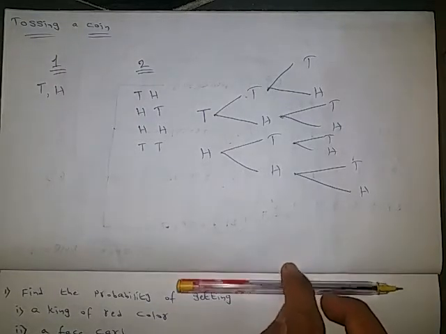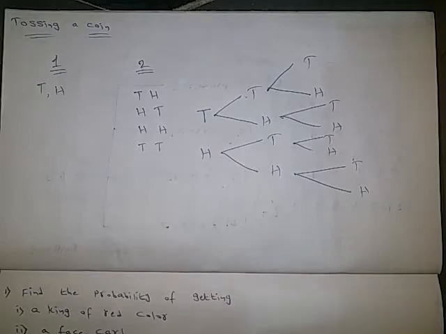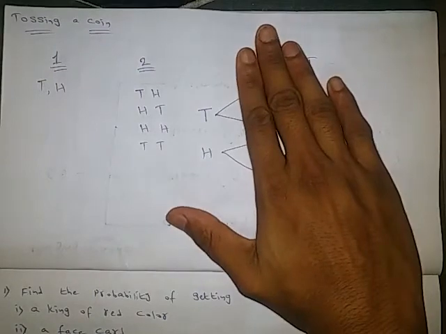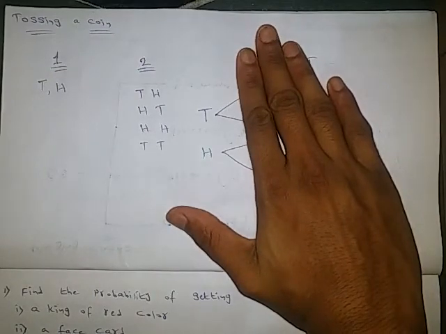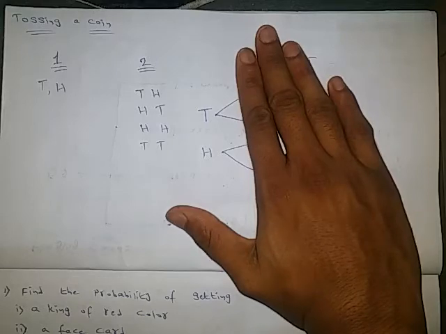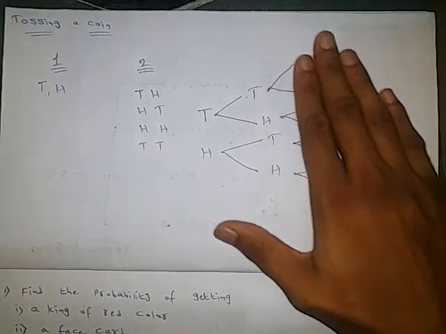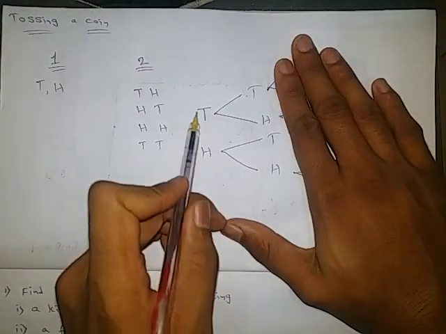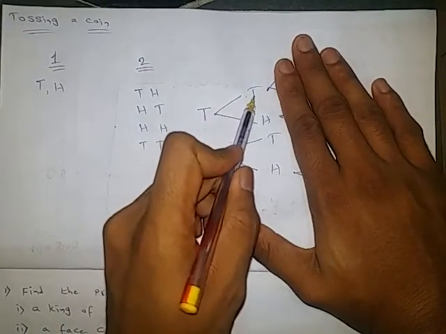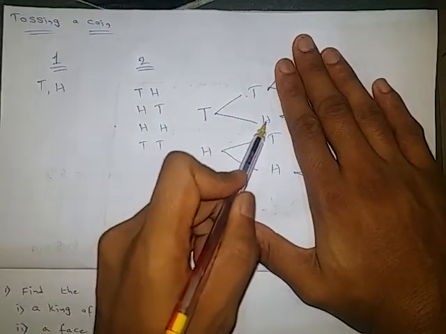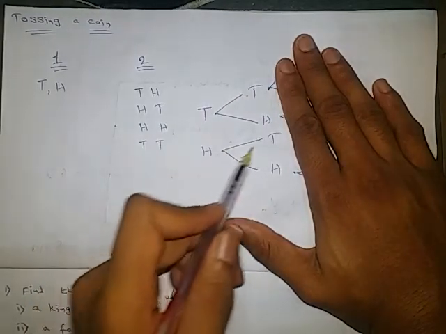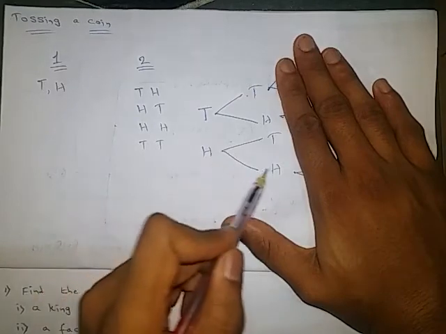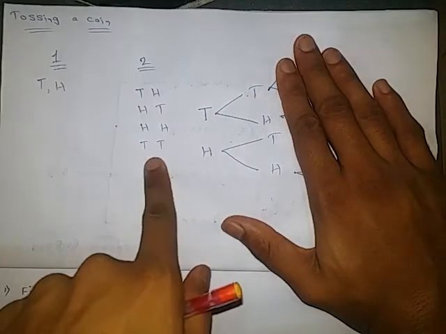what are the possible outcomes if only 1 coin is tossed? Clearly we can see, if only 1 coin is tossed, that is tail or head. What if 2 coins are tossed? Check this, 2 coins. Tail tail, tail head, head tail, head head. So 4 possibilities is what we wrote here.